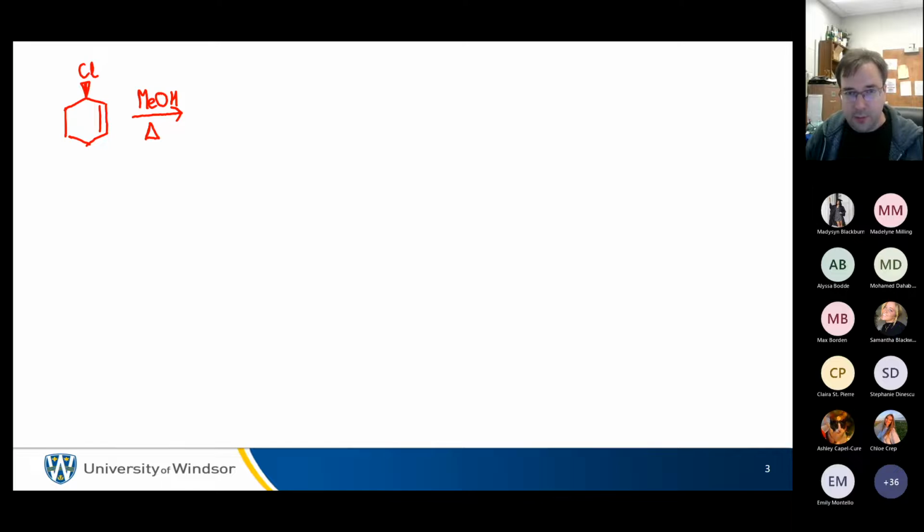No opinions. Any opinions? Okay, let's think about the stability. So think about the stability of the cation, what you can make.